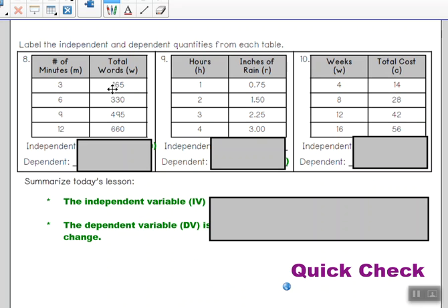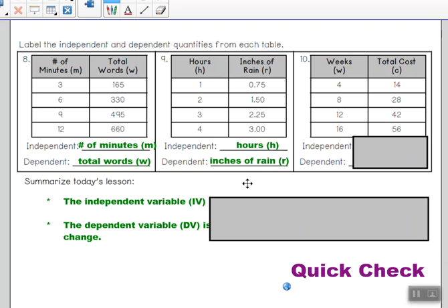All right, so number 8, you should have come up with minutes for your IV and total words for your DV. Number 9, you should have hopefully come up with hours for your IV. Again, that's a measure of time, just like minutes was. And inches of rain for your DV. And in number 10, you should have come up with weeks for your IV. Again, a measure of time. And total costs for your DV, all right?